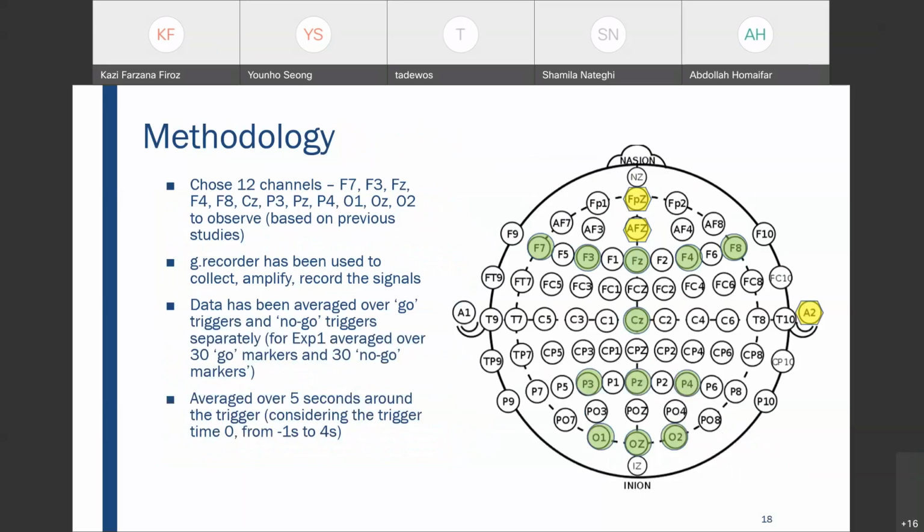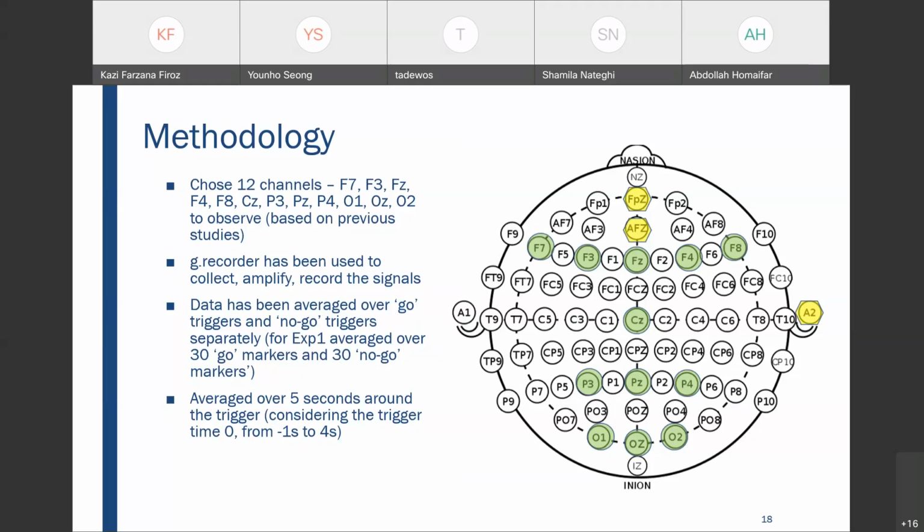With this experiment, to collect signals, we use 12 channels. Those are F7, F3, FC, F4, F8, CZ, P3, PZ, P4, O1, OZ, and O2 to observe the signal characteristics. You can see them here as the green highlighted ones in this electrode system picture. We chose these 12 channels based on previous studies and literature review.